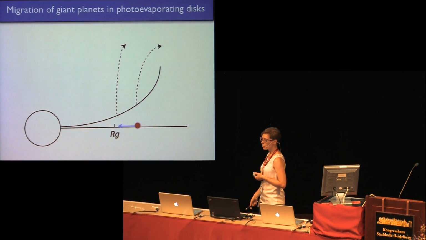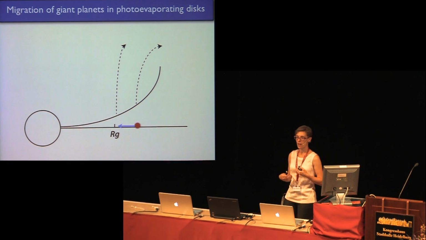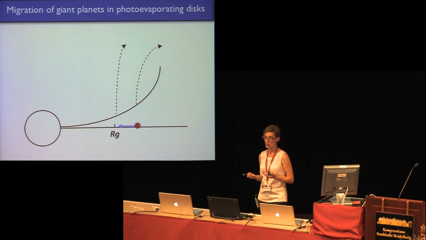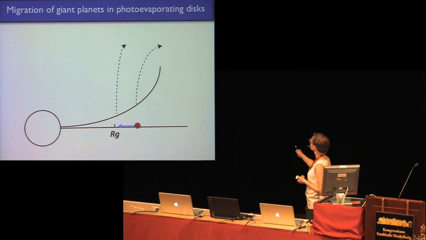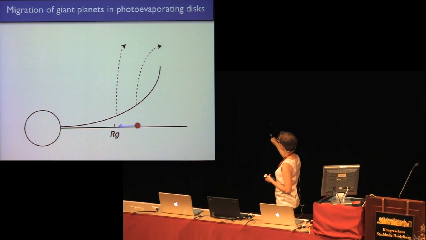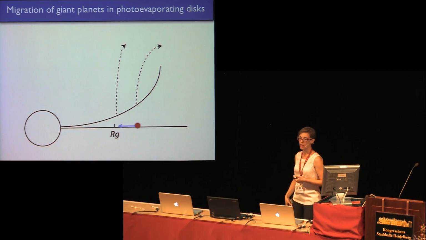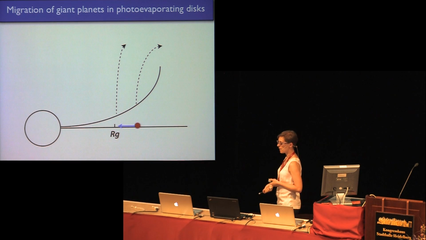But here I want to focus on the most recent results, on the effect on the architecture of planetary systems. So here we are looking at the case in which we have a disk that is viscously evolving and photoevaporating. We have a giant planet that is subject to type 2 migration and moving basically toward the star.